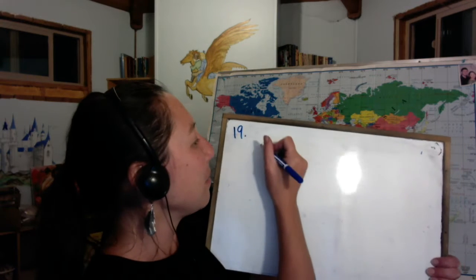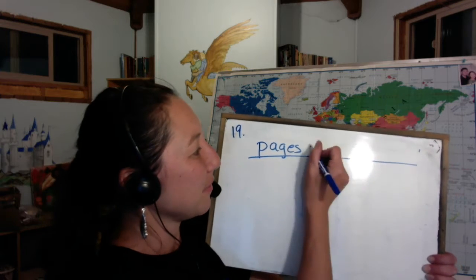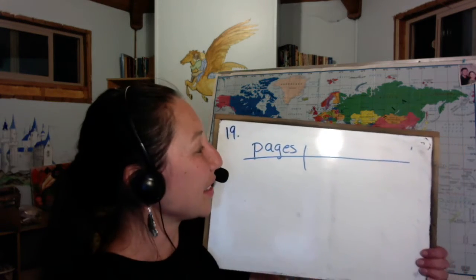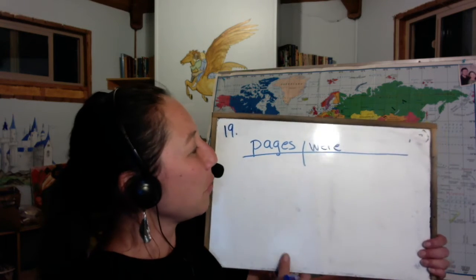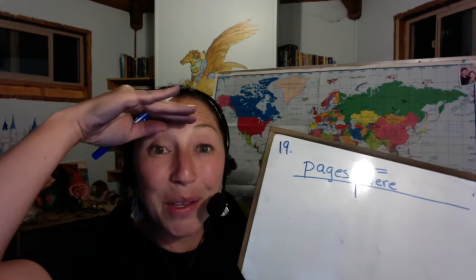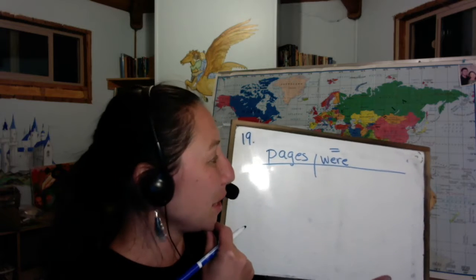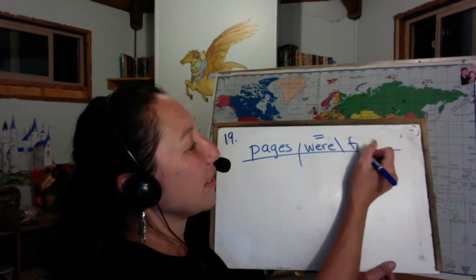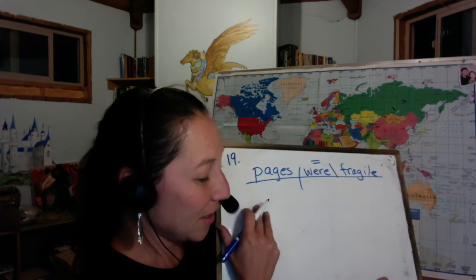If you found pages, you are correct. That is the subject. Pages, and now I'm looking for the verb or verb phrase. Were. If I could replace were with an equal sign, I know it's a linking verb, and now I'm going to be looking for a predicate noun or predicate adjective. Pages equal what? Fragile. They equal fragile. Does anything modify pages?